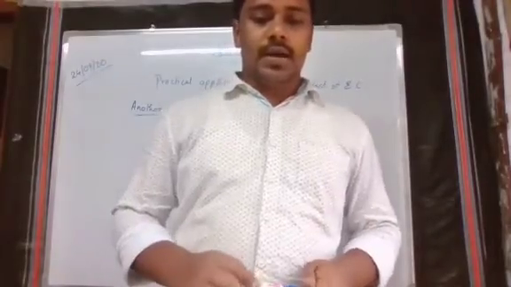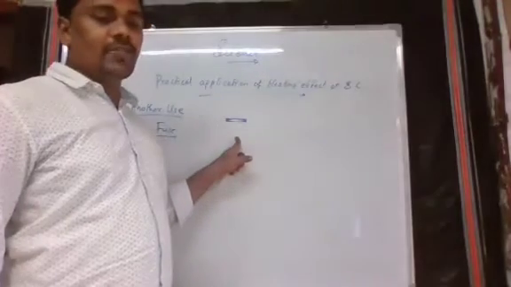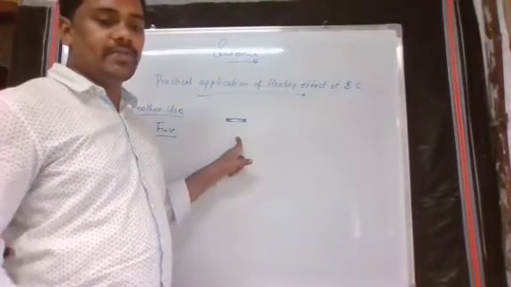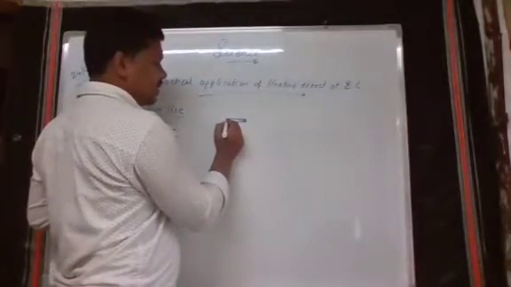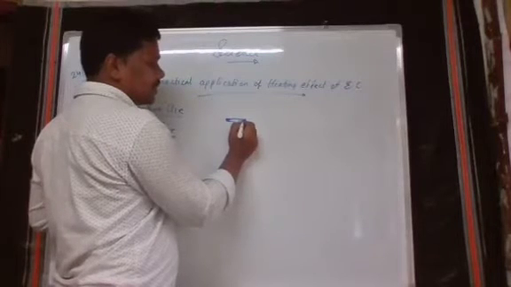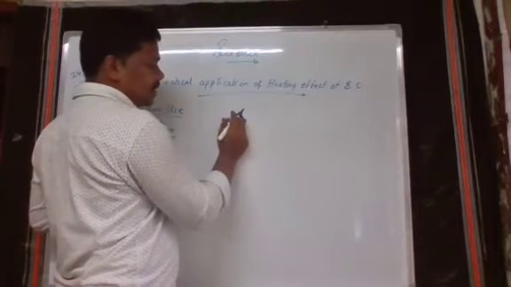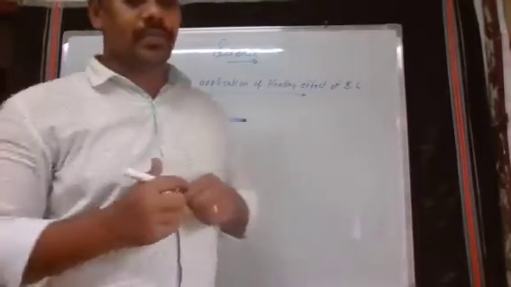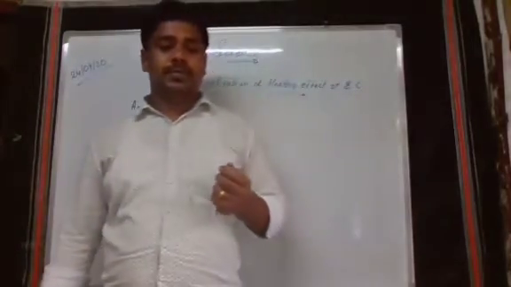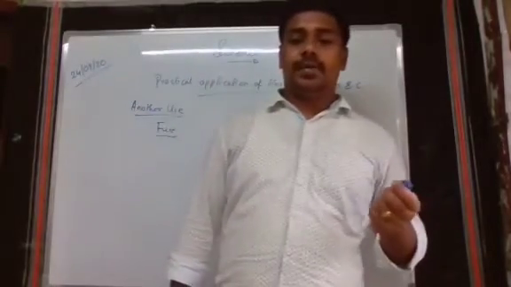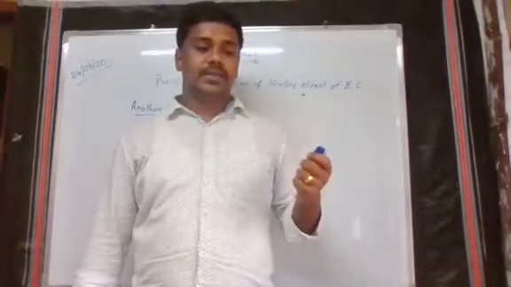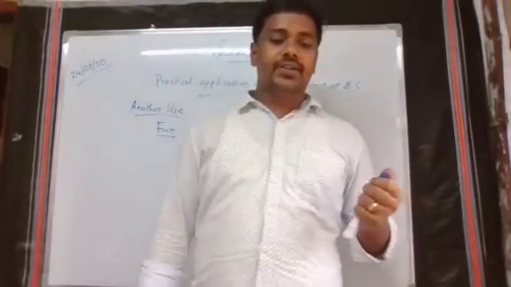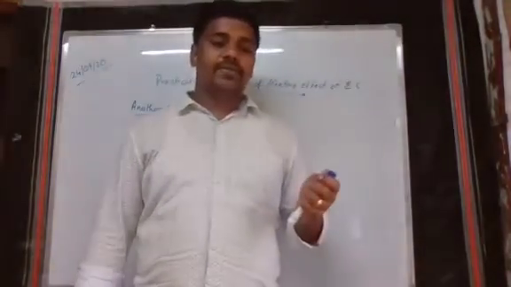The fuse wire is usually enclosed in a cartridge of propylene or similar material with metal ends. Which types of fuses are used for domestic purposes? They are of 1 ampere, 2 ampere, 3 ampere, 5 ampere and 10 ampere, maximum 10 ampere.